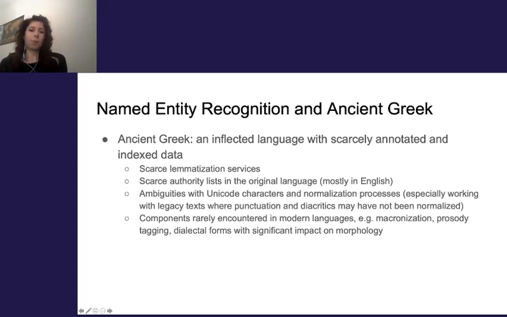And finally, because in ancient Greek in particular, electronic texts have been circulating for a while, normalization processes right now tend to be more complex and time-consuming than in most modern languages due to the lack of consistency that has been around, especially in legacy texts, in the usage of Unicode characters. And this largely has to do with the fact that ancient Greek has a complex system of punctuation and diacritics as well. Even when these services exist, like normalization and tagging, they tend to exist as standalone tools.